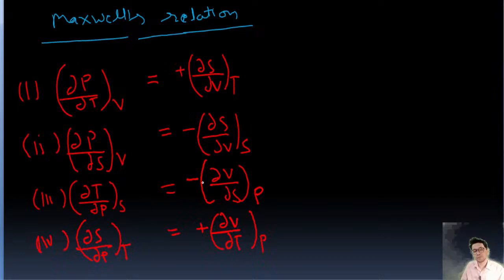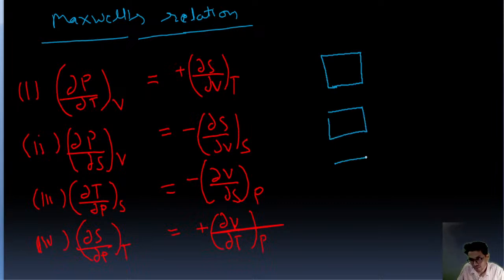So these are the Maxwell relations, guys. Now I'll tell you the trick to memorize them. We'll make 4 boxes, very simple, 4 boxes. In the first box you need to note down PSTV. You need to remember it: box PSTV.